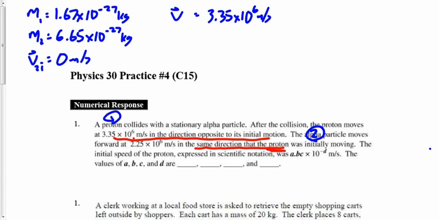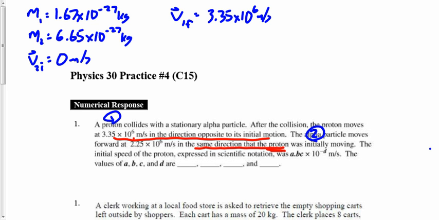After the collision, the proton moves at 3.35. We made the proton number 1, right? So that's going to be V. No, we made the proton number 1, and it says after the collision, the proton moves at this speed. So we're going to make it V. Yeah, no, that's right. It's F. You're right, but it's V1F, right? Not V2F. Good?